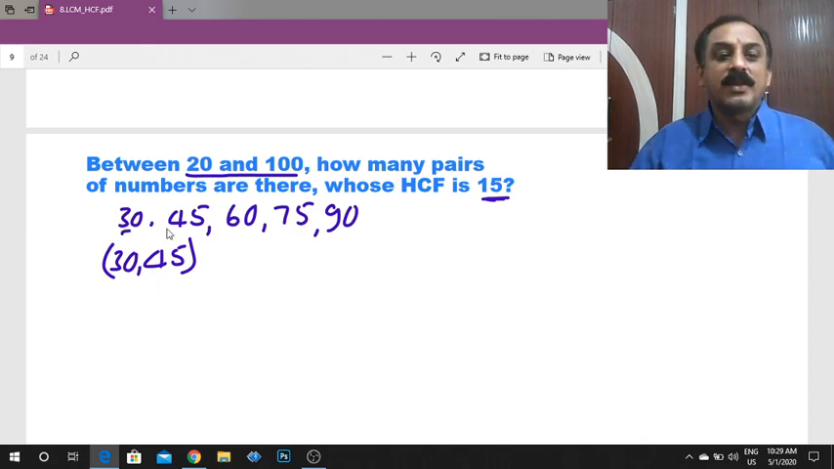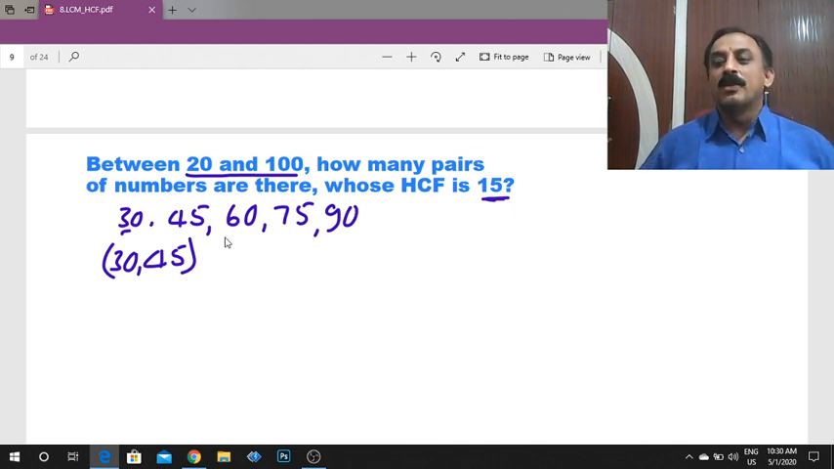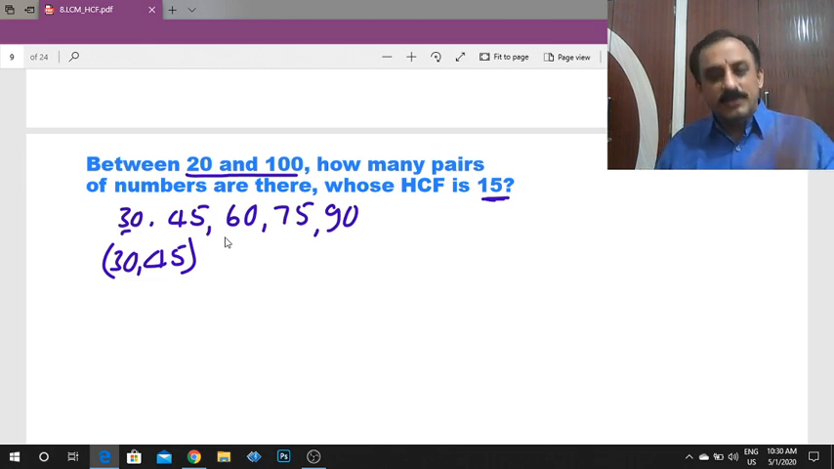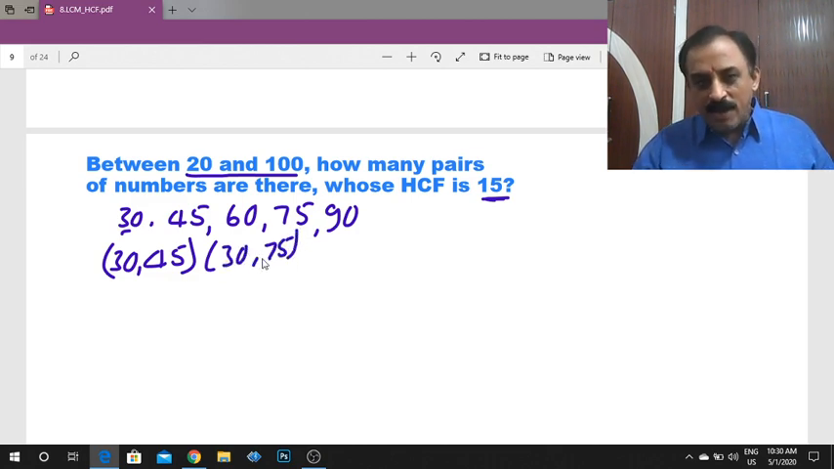Now, 30 and 60. Don't take 30 and 60. Why? 30 and 60 both are divisible by 15, but the HCF is not 15. 30 is divisible by 30, 60 is also divisible by 30. So the HCF of 30 and 60 is 30. So don't take 30 and 60. Now the next pair is 30 and 75. The HCF of 30 and 75 is 15, because both the numbers are divisible by 15, and are not divisible by any other number more than 15.